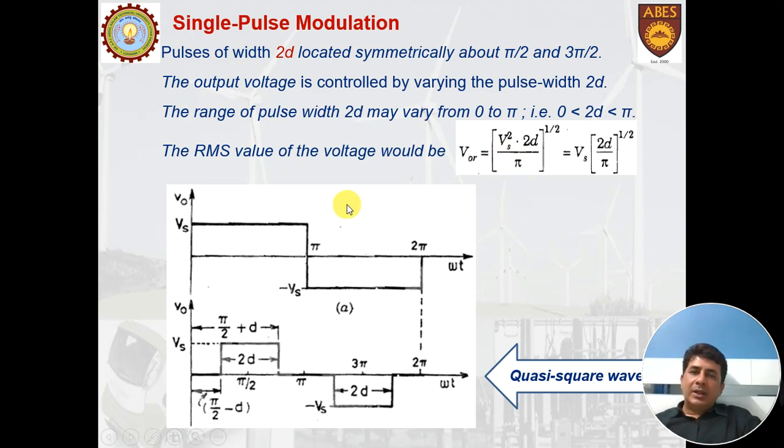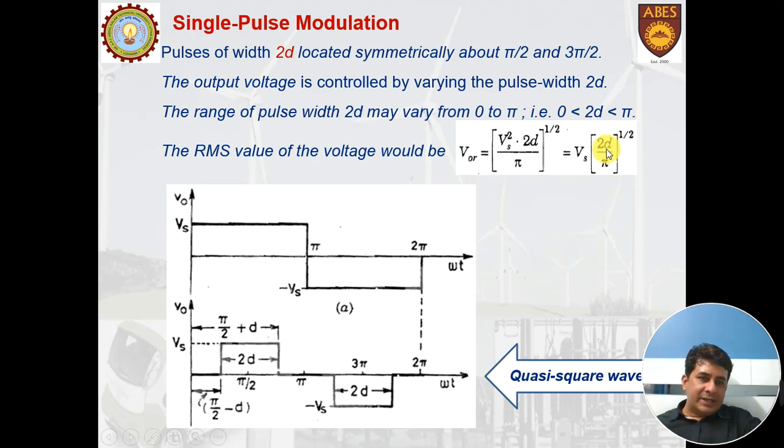Here the output voltage will be more in this case, because here the pulse width is equal to pi, but in this other case the pulse width is less than pi. So if you are reducing this width, the output voltage will be reduced. That is why the output RMS voltage has a direct relation with d. The more the value of d, the more the value of the output.